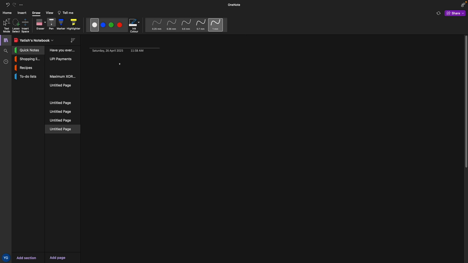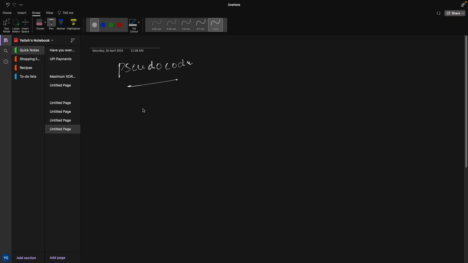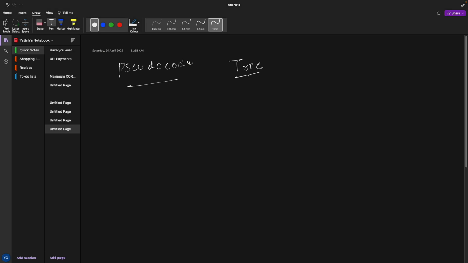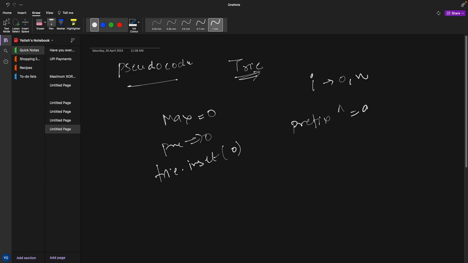Let's understand this with pseudocode. So this is how our pseudocode would look like. We have an array, and let's suppose we have defined a trie structure. Initially our max would be 0, our prefix XOR would also be 0. We insert the 0th element with trie.insert(0). Then from 0 to n, our prefix would be XOR with a[i].